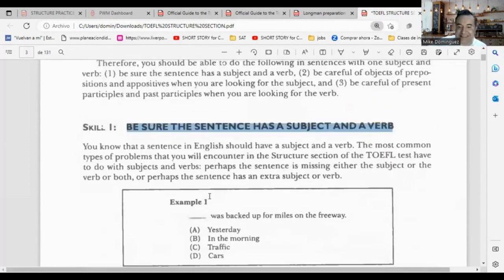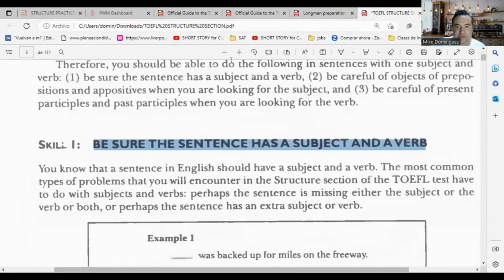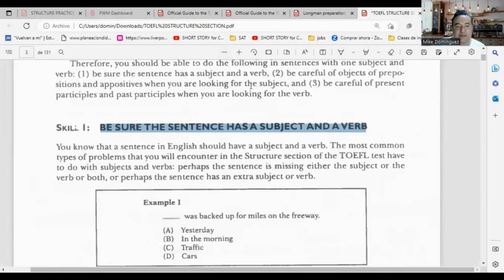Okay, so let's just read and practice this one. I'm going to adjust the screen so you all can see. "Was back up for miles on the freeway. Yesterday in the morning, traffic cars." So let's analyze.